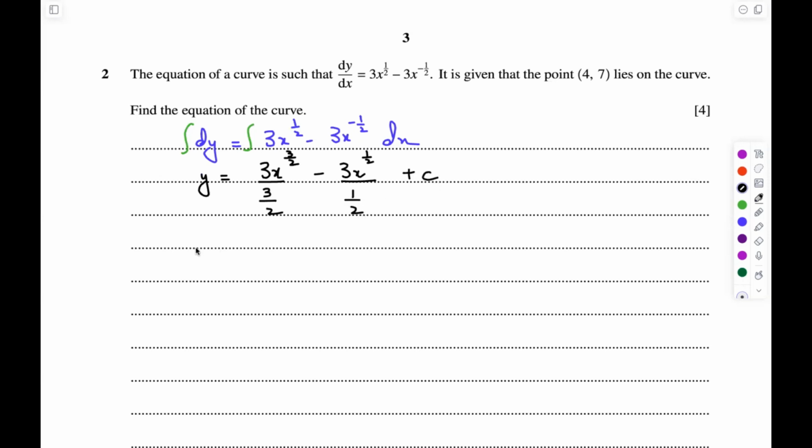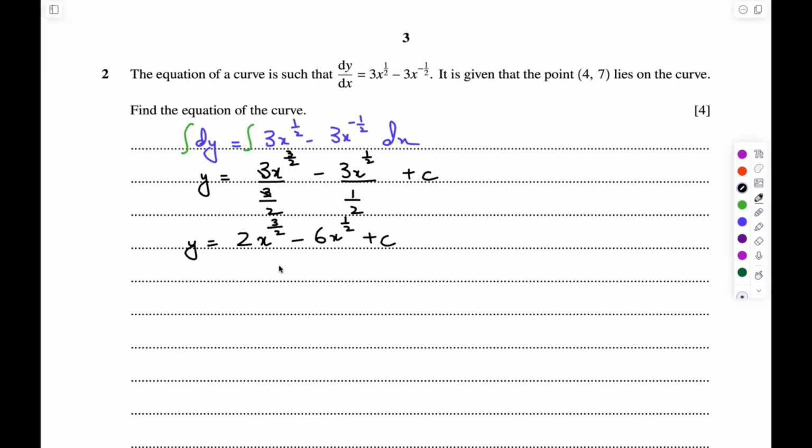We can simplify this. The 2 will go in the numerator, it will become 2 times 3, 6, and 6 upon 3 will be 2, or we can just cancel this 3, and we can write it as 2x to the power 3 upon 2, minus, this 2 will multiply by 3, so that will become 6x to the power 1 upon 2 plus c.